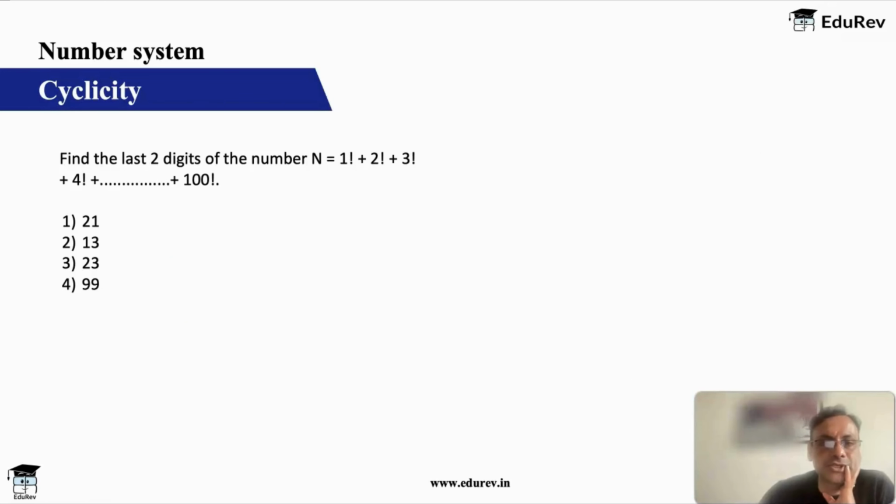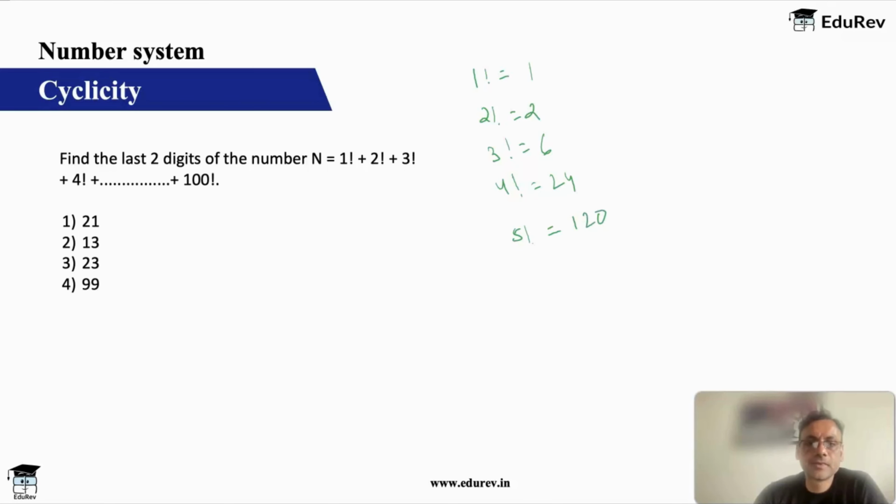So find the last two digits of 1 factorial plus 2 factorial plus 3 factorial plus 4 factorial up to 100 factorial. Okay, so 1 factorial obviously is 1, 2 factorial obviously is 2, 3 factorial obviously is 6, 4 factorial is 24, 5 factorial is 120. Okay, 6 factorial is 720. 7 factorial is 5040.